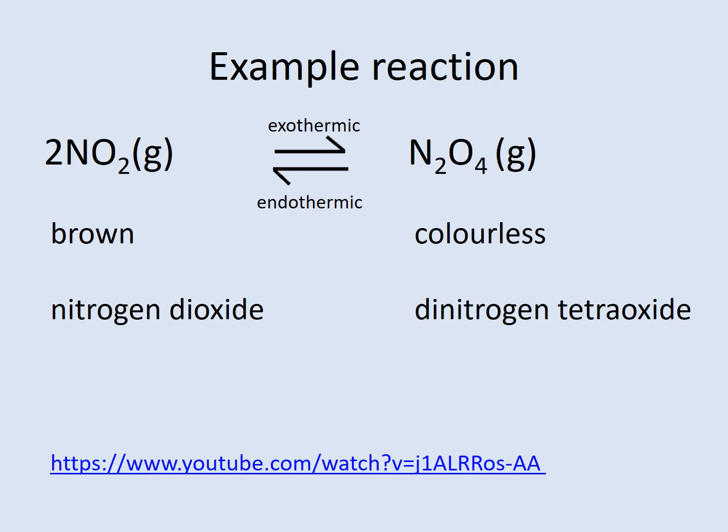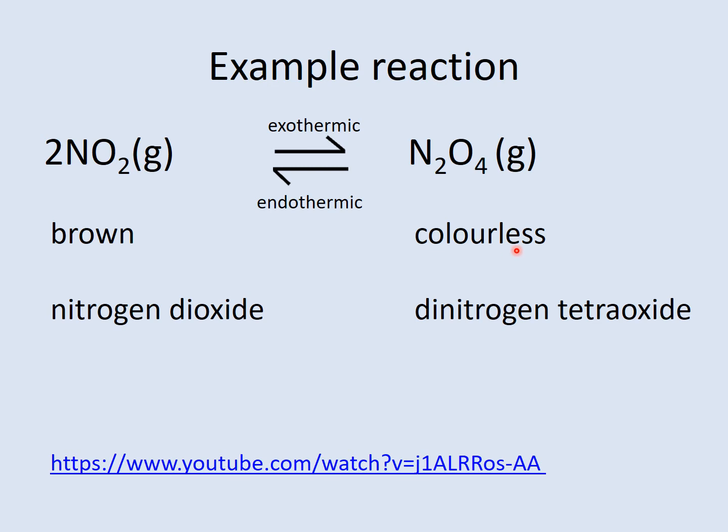Okay, so this is a classic example of a reversible reaction. In this particular reaction, we have something called nitrogen dioxide, NO2, which is gaseous, and it exists in an equilibrium with something called dinitrogen tetroxide, which is also gaseous. The visual difference is this one is brown, the nitrogen dioxide is brown, and the dinitrogen tetroxide is colourless.